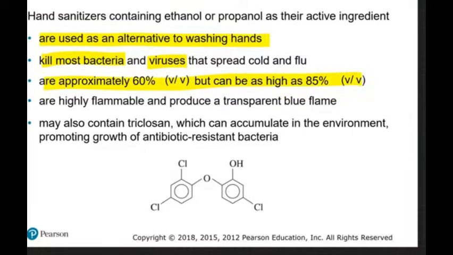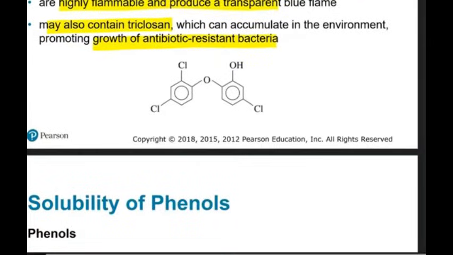Usually 60 to 85 percent. It was shown that if you use a low concentration, about 20%, bacteria can eventually become resistant to those concentrations. Highly flammable, sure. May contain triclosan. Not anymore. I just told you, seven years ago the FDA removed it exactly for that reason. So on Monday, hopefully after the lab, we will finish this up because there's not a lot to talk about, and we'll finally catch up.